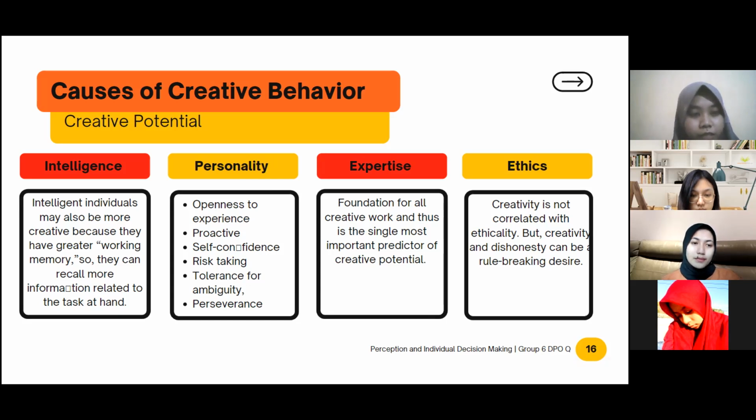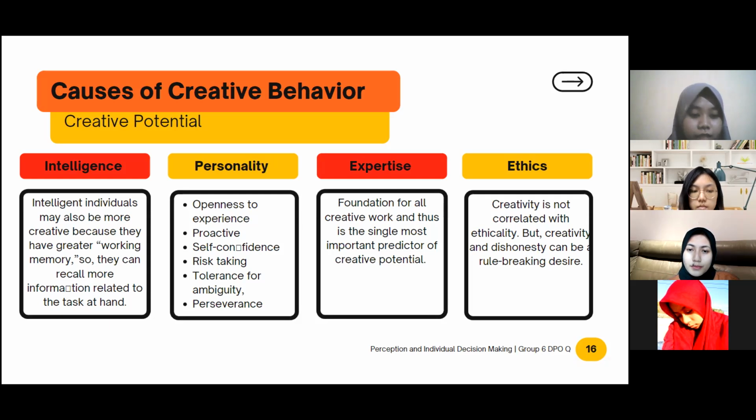The first one is creative potential. It has four aspects that can lead us to become a creative person. First is intelligence. Smart people are more creative because they are better at solving complex problems and have greater working memory. And the second is personality. Open individuals, proactive personality, self-confidence, risk-taking, tolerance for ambiguity, and perseverance correlate with creativity. And the third is expertise.